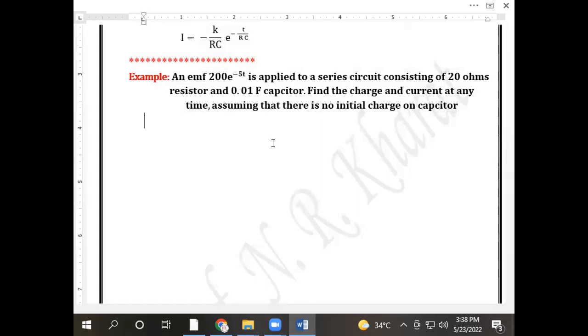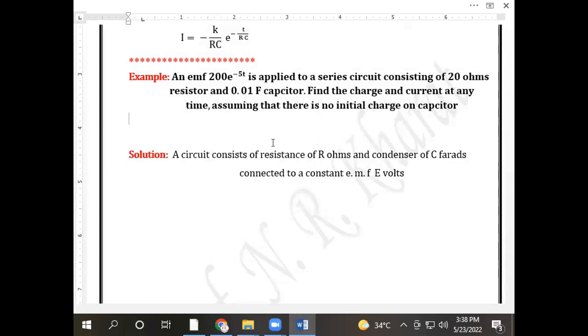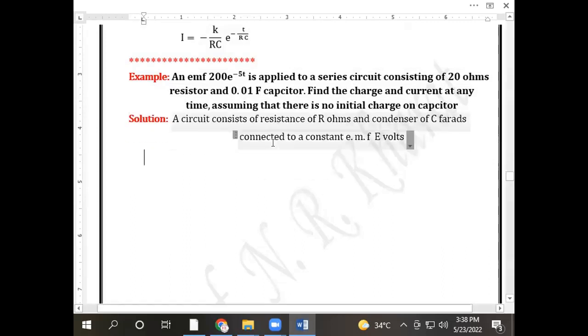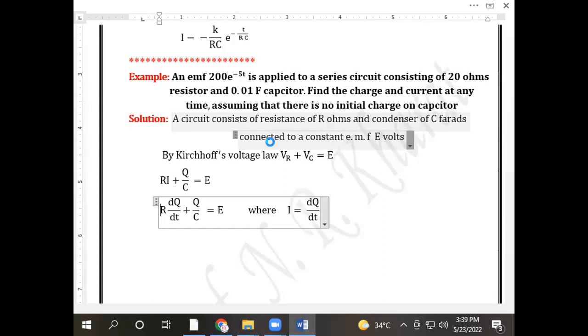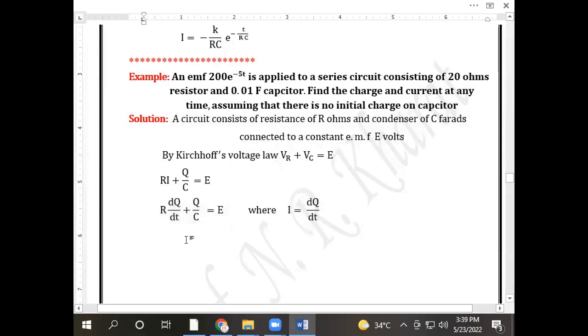So according to Kirchhoff's voltage law, we can find the differential equation of the circuit consisting of the resistor, the capacitor and the battery. The differential equation is IR, the voltage across the resistance, plus Q upon C, the voltage across the capacitor, equal to E, the applied EMF. Replacing the value for I in terms of charge, we know that I is nothing but dq upon dt. We replace I in this differential equation and get R dq upon dt plus Q upon C is equal to E.